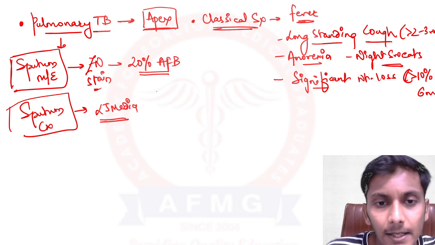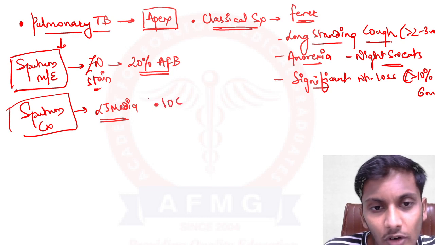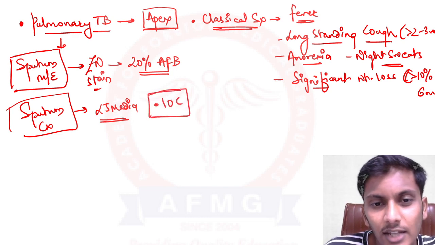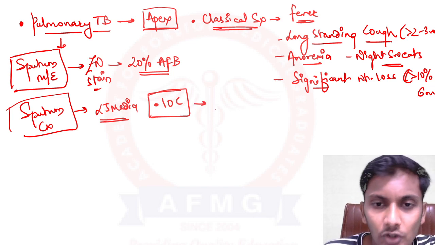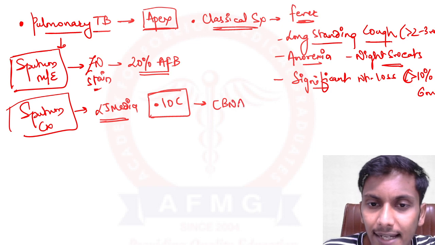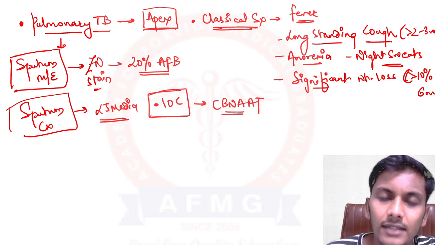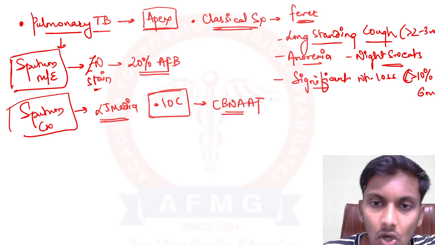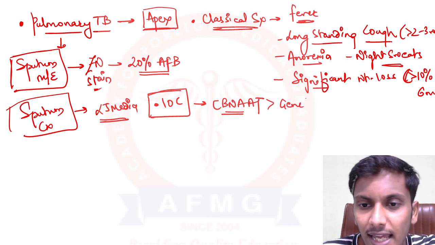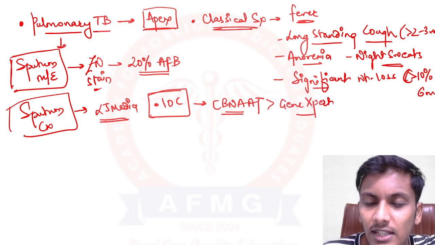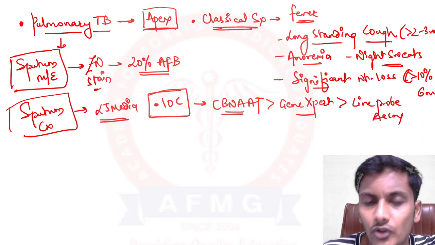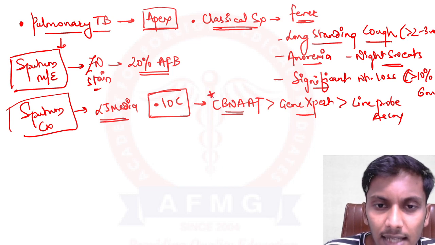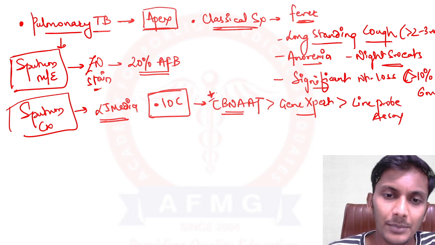Okay, and the investigation of choice would be what? After all these screening tests, what is the investigation of choice? So please remember, the investigation of choice in cases of tuberculosis is CB-NAT. And what is CB-NAT? That is the cartridge-based nucleic acid amplification test. Also, we can prefer the GeneXpert assay, followed by line probe assay. Okay, so please remember, what are the investigations of choice? The most preferred one is CB-NAT, followed by GeneXpert, followed by line probe assay.